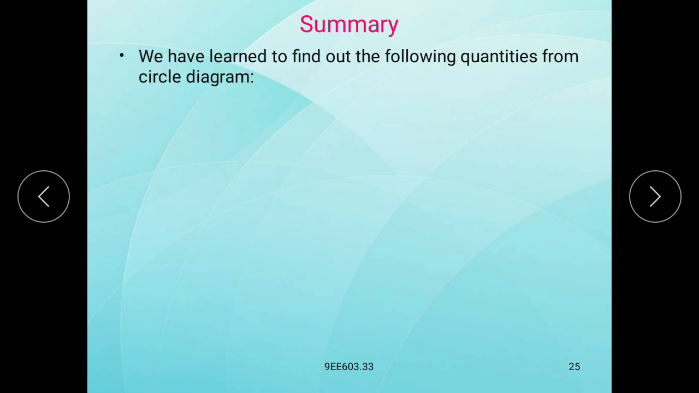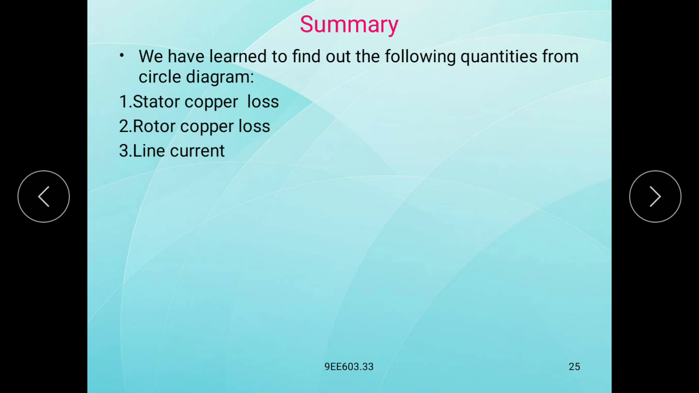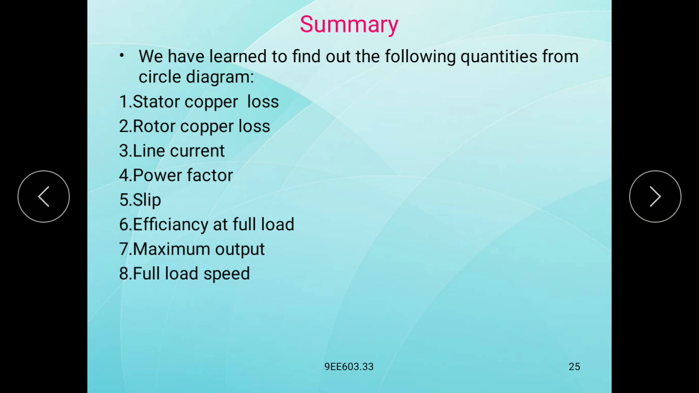Now summary. We have learned to find out the following quantities from the circle diagram: stator copper loss, rotor copper loss, line current, power factor, slip, efficiency at full load, maximum output, full load speed, maximum torque, starting torque, etc.